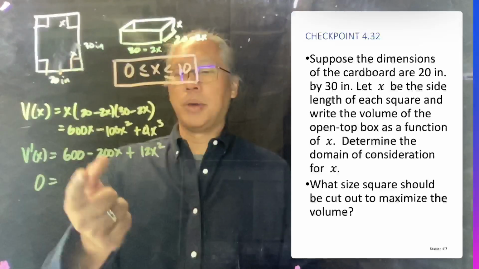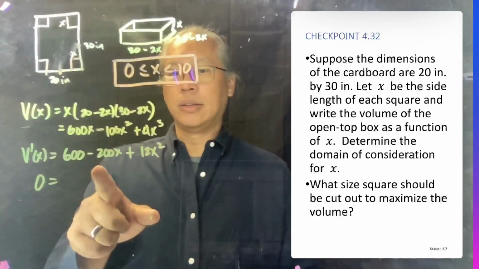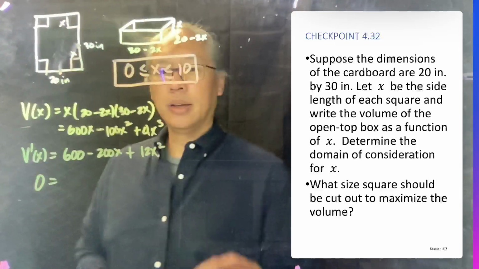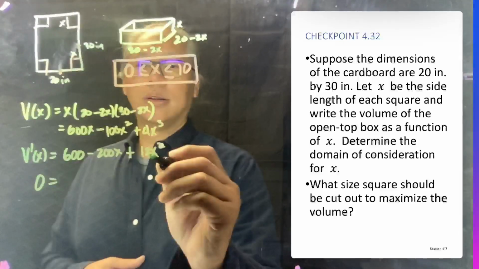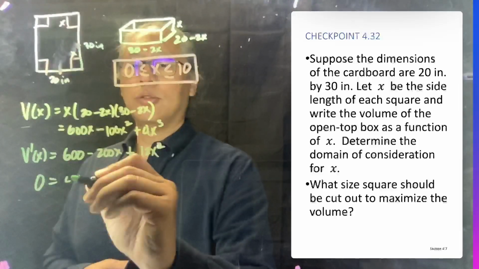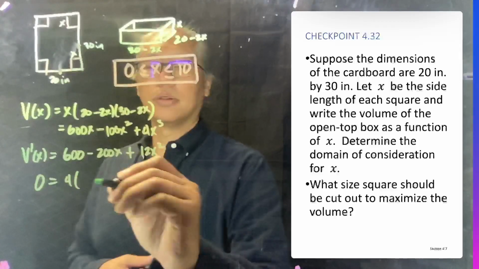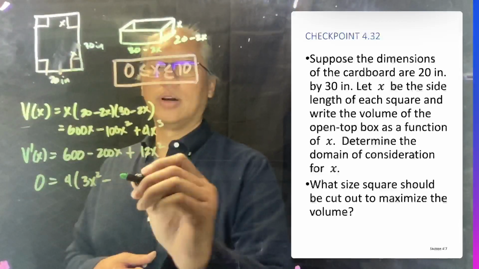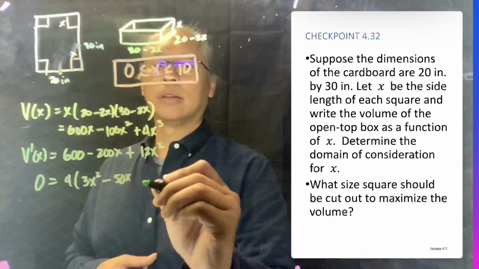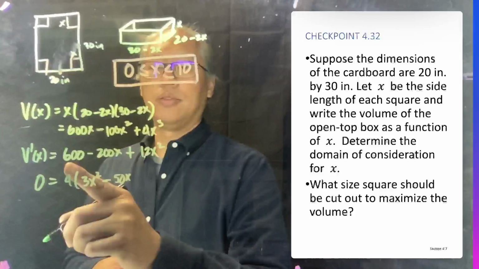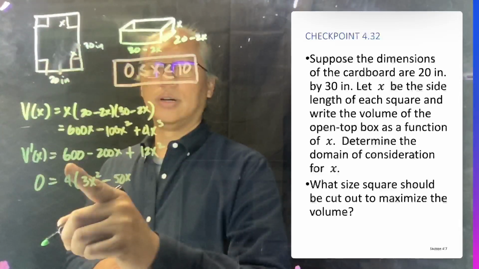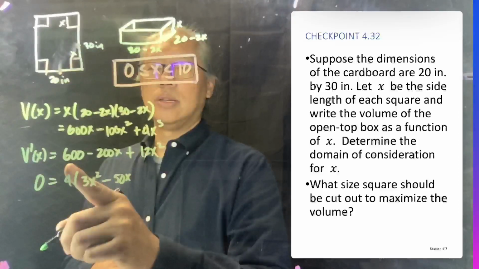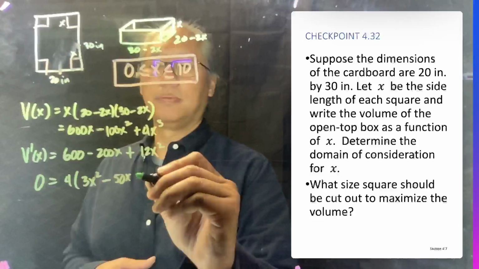And I think it might be easy if we can factor out a 4. I think a 4 would work. So factoring, and I'm going to factor out a 4, and I'm going to switch to order 2. So this will become 3x squared. And then 4 out of here is 50x. And 4 out of here is 150 positive.